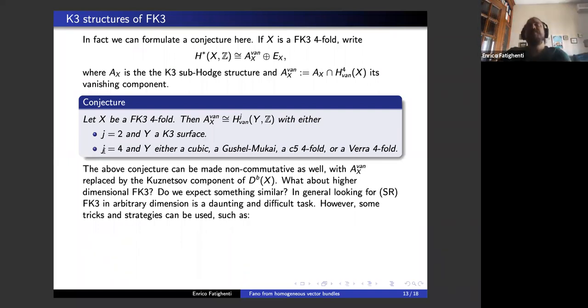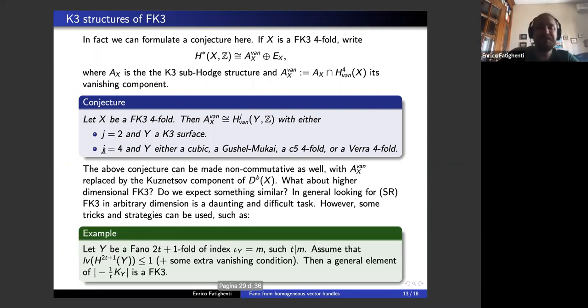The point is that what this conjecture is really saying is that, once again, you don't have exotic K3 type structure in Fano fourfolds. But maybe in higher dimension the situation is different. Maybe in higher dimension you find new exotic K3 structure. The problem is that in general, looking for Fano of K3 type, even in this setting, in arbitrary dimension is quite a difficult task. But we know more or less how to use some tricks and strategies, and this is my favorite one, but there are some more.